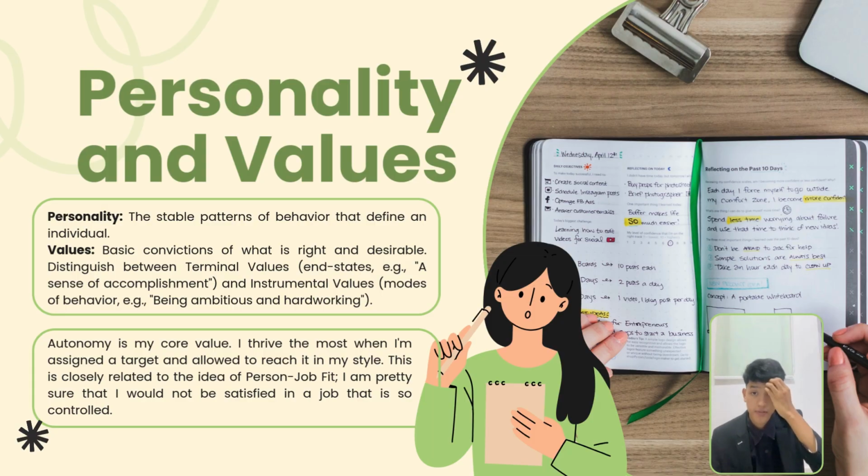Topic 3 is personality, which refers to our stable behavioral patterns, while values are our core convictions about what is right and desirable. For me, autonomy is a fundamental value because I am most motivated and productive when I am given a clear goal and the freedom to achieve it in my own way. This self-awareness is crucial because it directly relates to the OB concept of person-job fit. I know that I would likely be unhappy and unsatisfied in a tightly controlled, for example micromanaged, position.